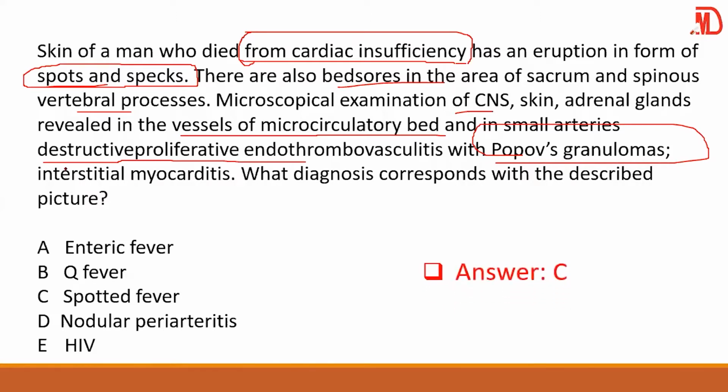But again, keep this granuloma as part of the granulomas that I sent to you. The Popov's granulomas. Add it to the syphilis ones and those others that I gave you. So this is C, spotted fever. All right.